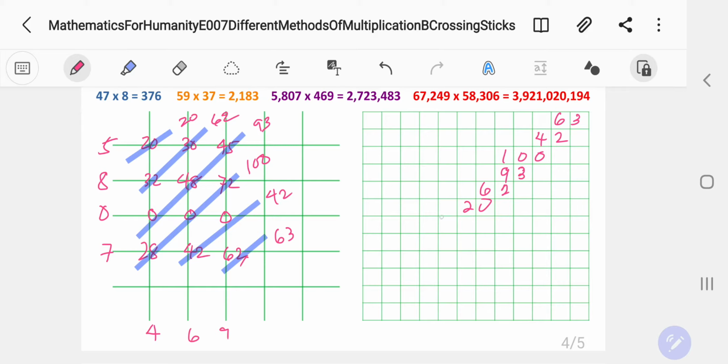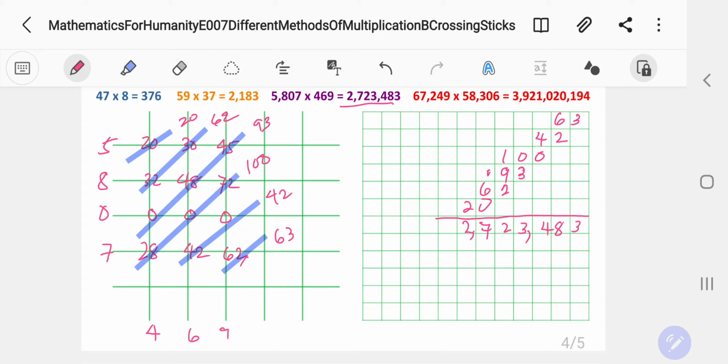So let's add this. So 3 would be here. 6 plus 2 would be 8. And then 4 plus 0 would be 4. And then 0 plus 3 would be 3. And then 1 plus 9 plus 2 is 12. So you have to put 2 here. And then you have to carry 1 here. So 1 plus 6 plus 0 would be 7. And then you have 2. So you have 2,723,483, which is the same as this one.